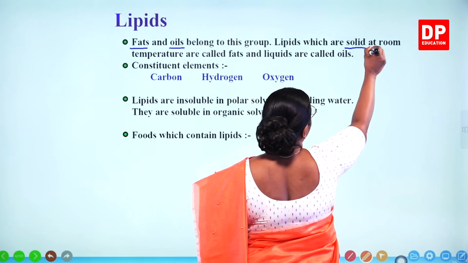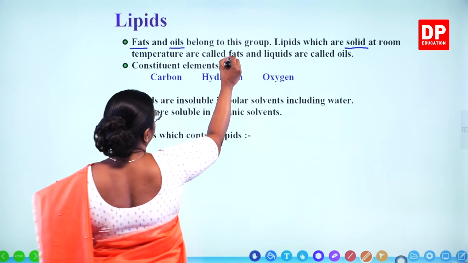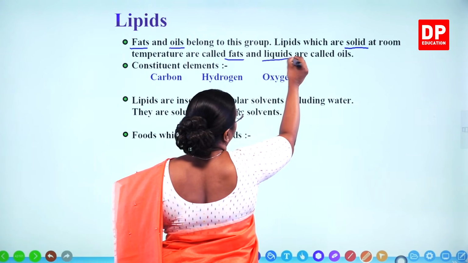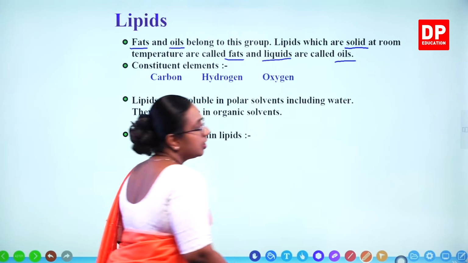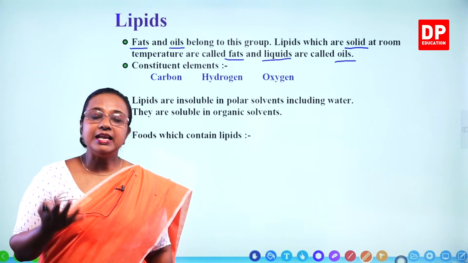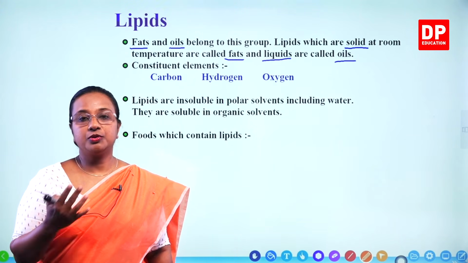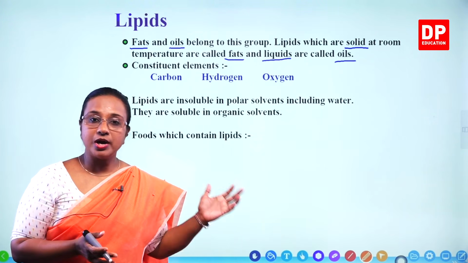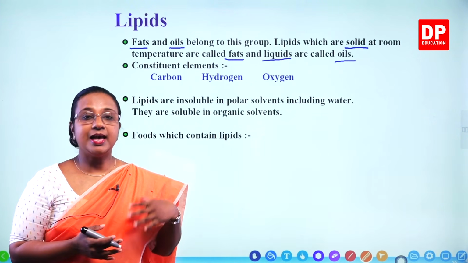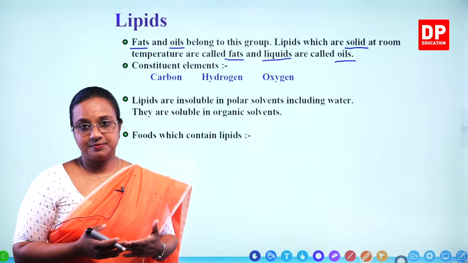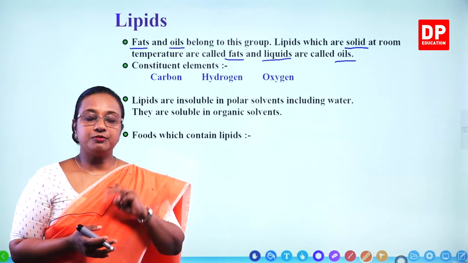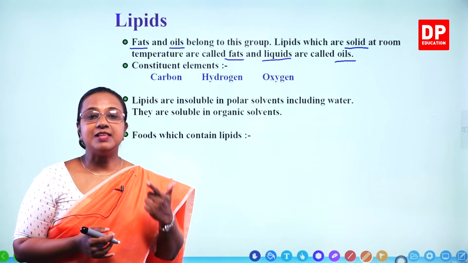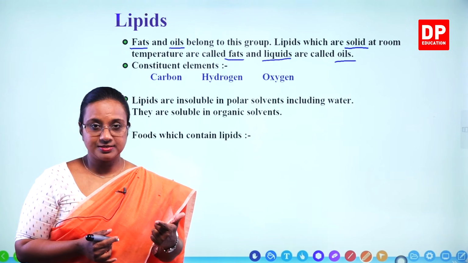Lipids that are solid at room temperature are called fats, and liquids are called oils. So, if we take any type of oil, coconut oil, gingerly oil, olive oil, all these are oils that are liquids and they are lipids. So, lipids are of two types. The solid lipids are fats and the liquid lipids are oils.